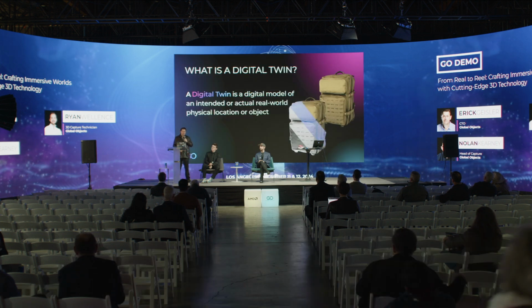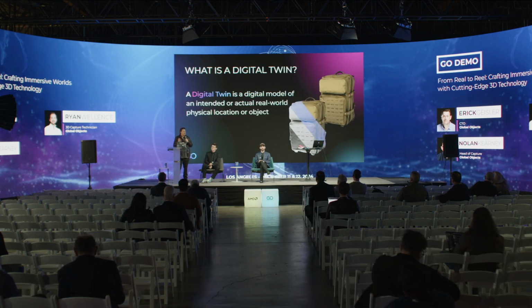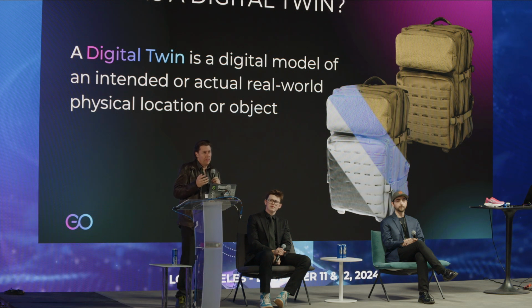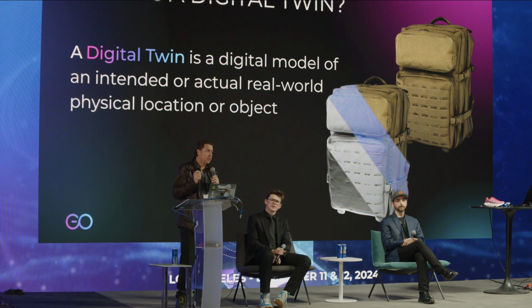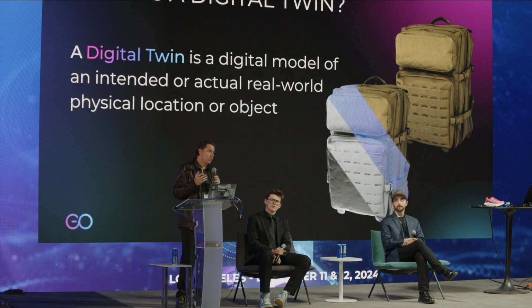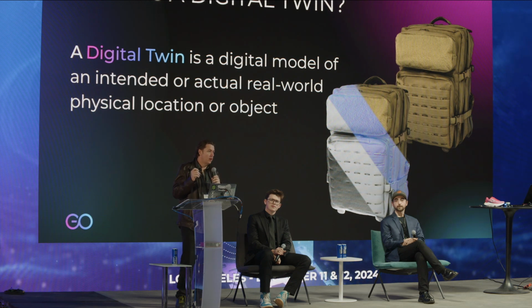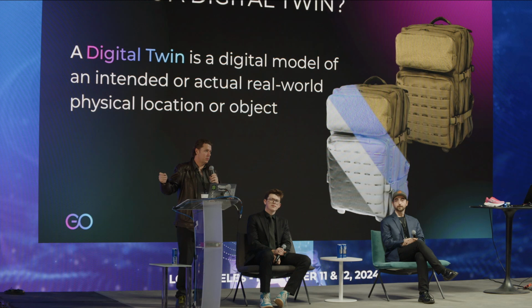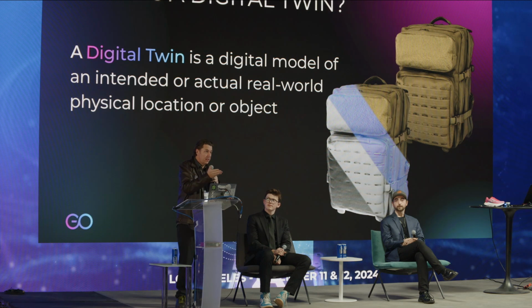All right, so what is a digital twin? It's basically a really accurate, high-definition model that replicates something that exists in the real world, right? And that's really what a digital twin is. It is a one-to-one approximation in a computer simulation, essentially, of something that exists in the real world.